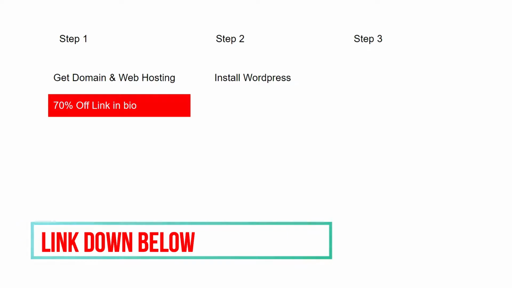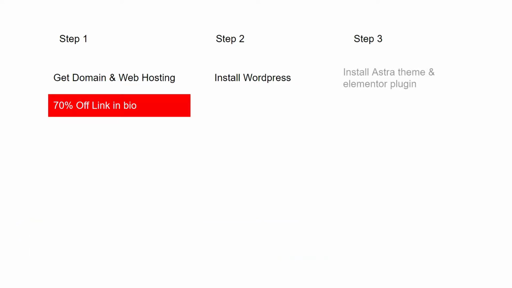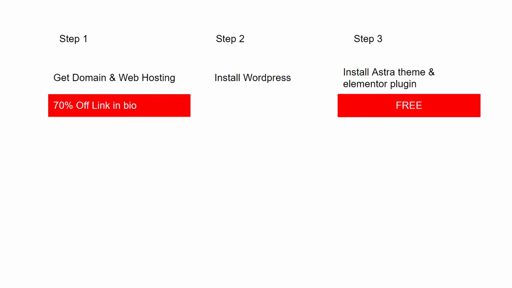The second thing is you install WordPress, and the third thing is we're going to install a free theme and a plugin. It's a page builder plugin called Elementor to create your website. So let's begin, and it's going to be all free.